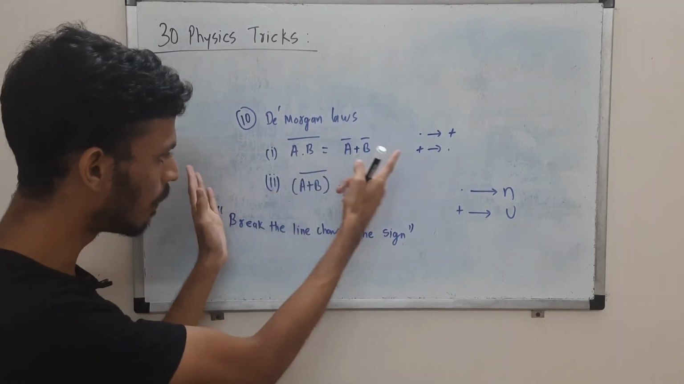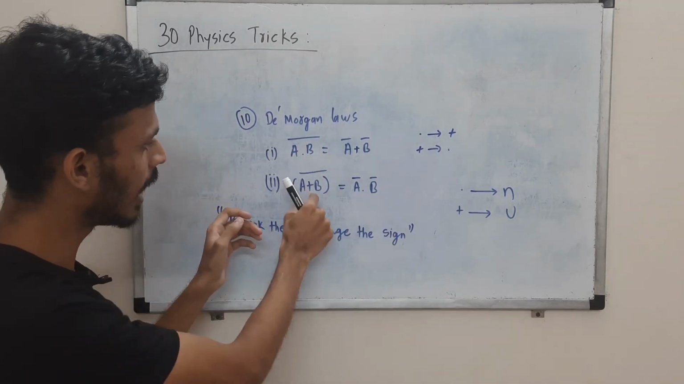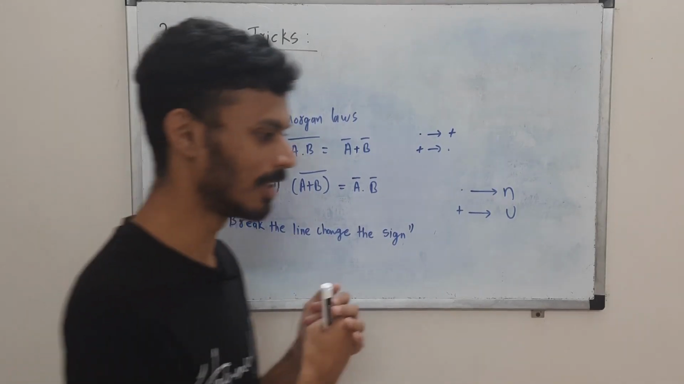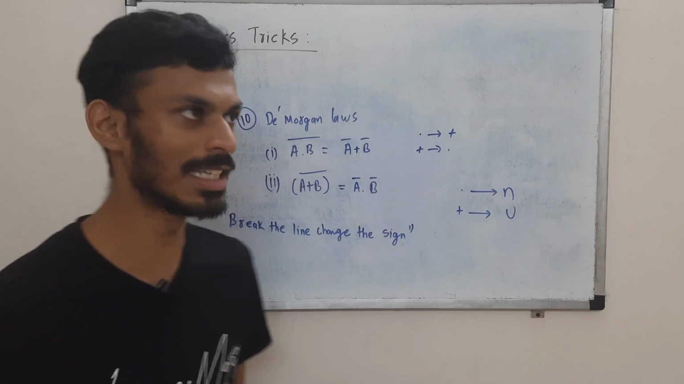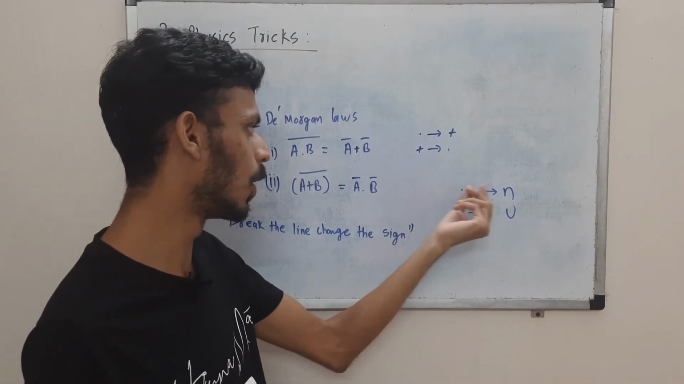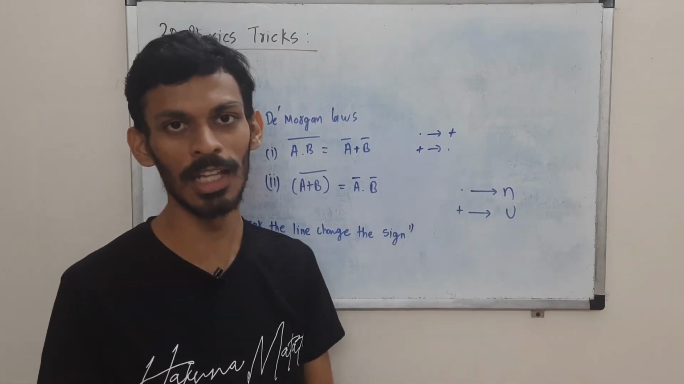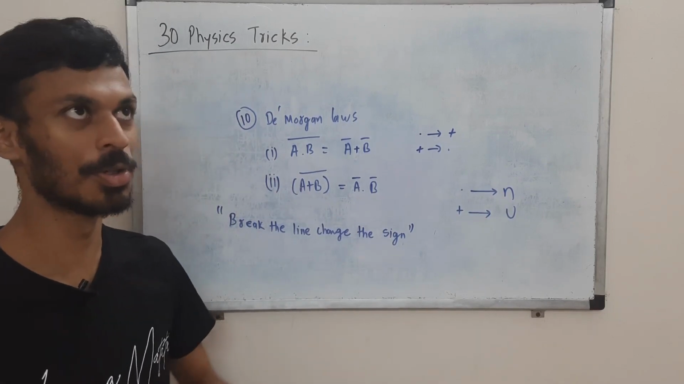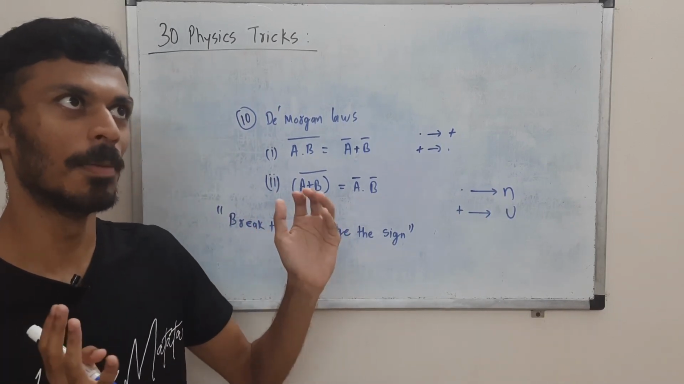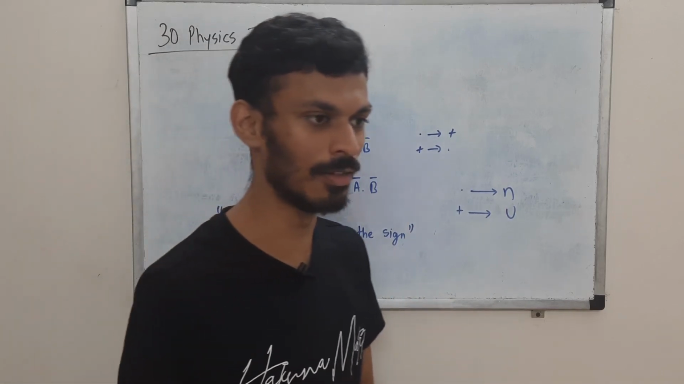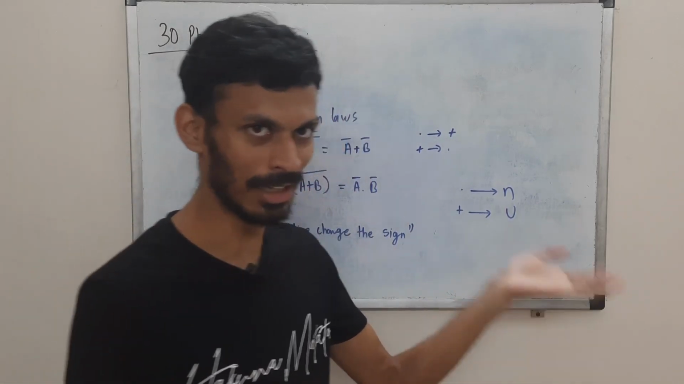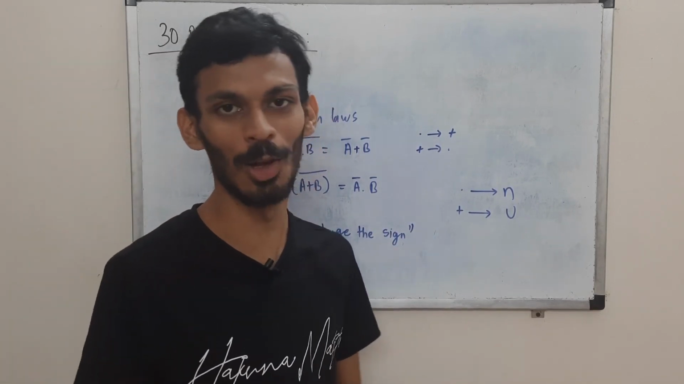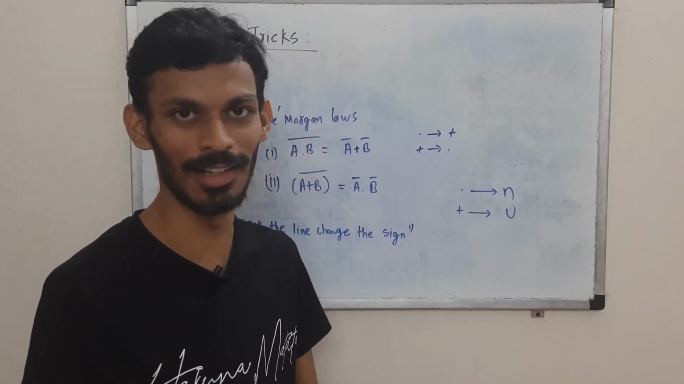Okay, A plus B the whole complement: break the line between A and B and change this sign. So break the line, change the sign, and you can in fact do all of this within set theory. You can replace this dot with intersection and plus with union, and you'll have the same laws in set theory. So you can actually do your +2 digital electronics with the help of set theory and not at all learn your Boolean laws. Okay, so break the line and change the sign.